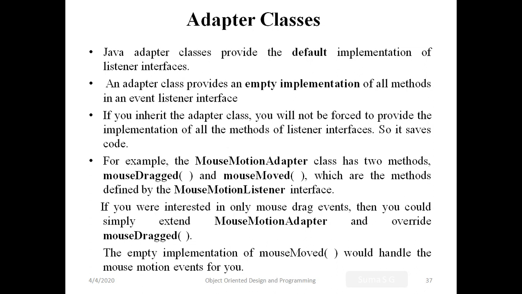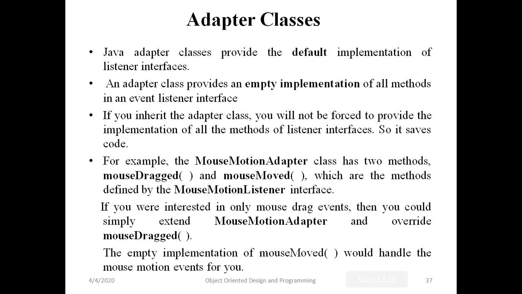A listener contains abstract methods. There is no definition for the methods, right? But what does the adapter class contain? An empty implementation. There is a body of the method, but nothing is there. That is, there is an implementation which is empty. So the default implementation is present in adapter classes.